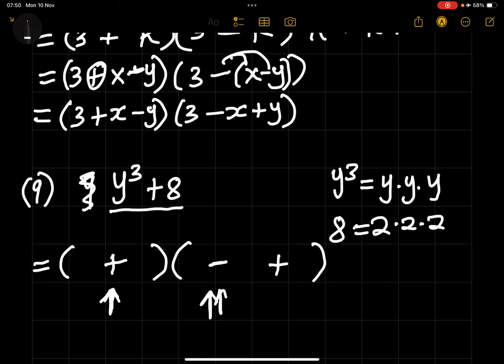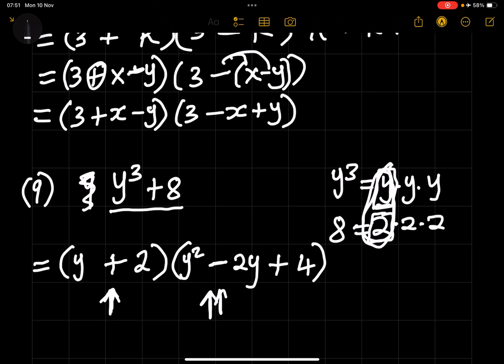Now, you're going to have this. Here you have y. So you take the first one there, which is y, and then you say y times y is y squared. So the second bracket has y squared. And then you take this term, which is 2, so you put 2 here. Then 2 times 2 is 4, so you put 4 at the end. And then in the middle, you just multiply these two terms. 2 times y is 2y. And that is fully factorized.